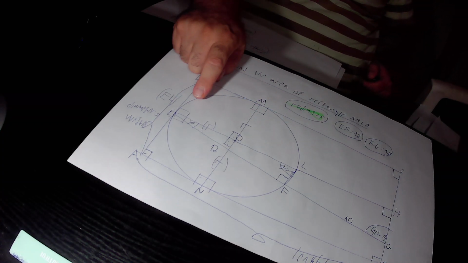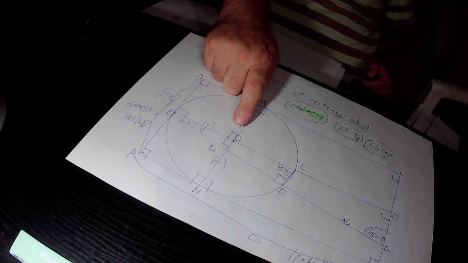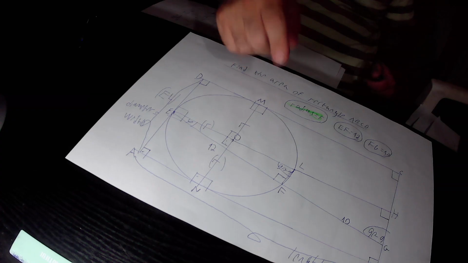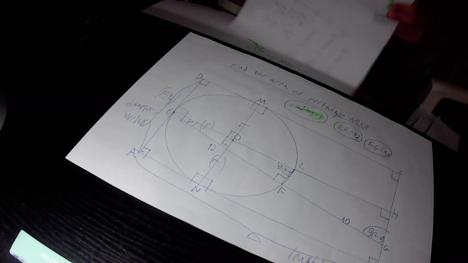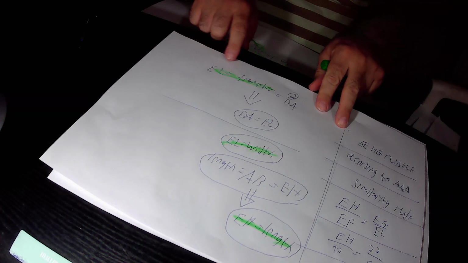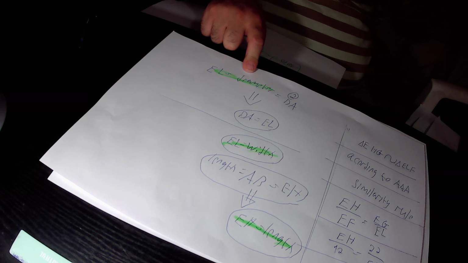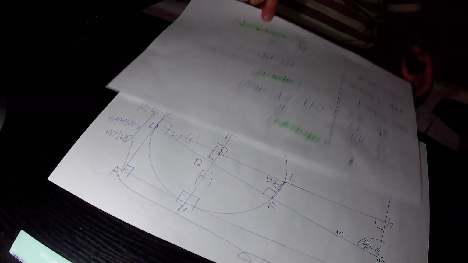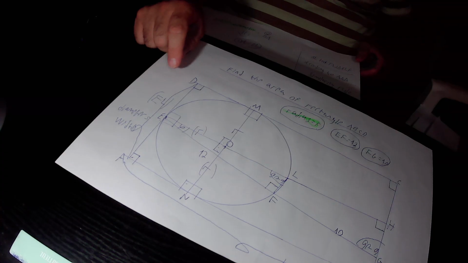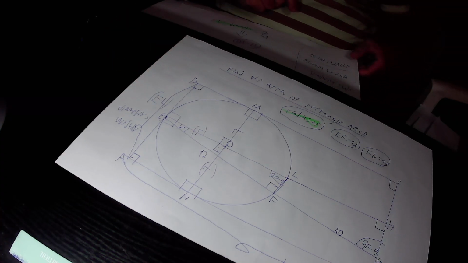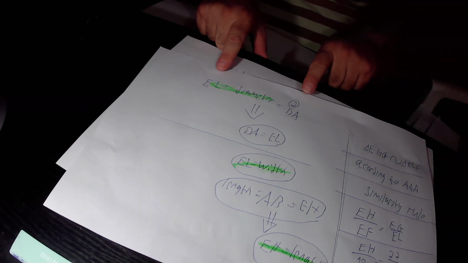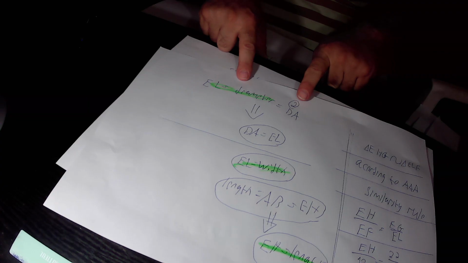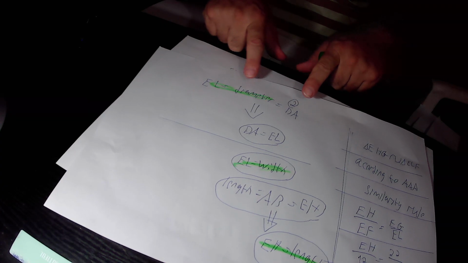So, EL is a chord that passes through point O, the center of the circle. We know that any chord that passes through the center of the circle must be the diameter of the circle. Therefore, EL is the diameter of the circle, because it passes through point O from one side. But from the other side, we already found out that AD is also the diameter of the circle. And from this equation, EL equals the diameter equals DA, we derive that DA equals EL.